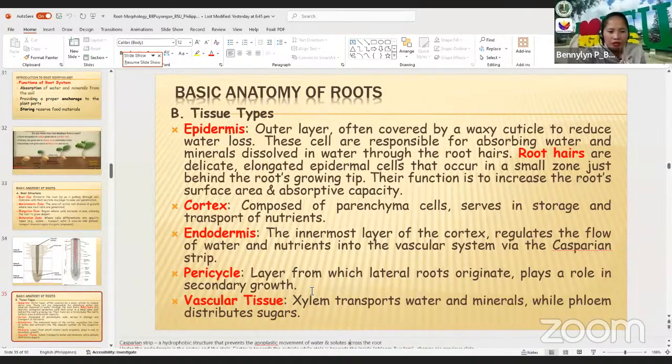For the pericycle, it is a layer from which lateral roots originate. Its role is in secondary growth. For the vascular tissues, the xylem, it was mentioned a while ago, which function is for water and minerals transportation. For phloem, it's distribution of sugars. So those are the tissue types and their structure as the basic anatomy of roots.